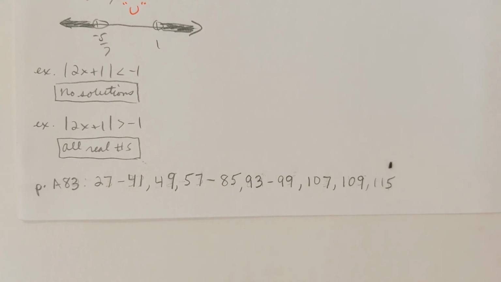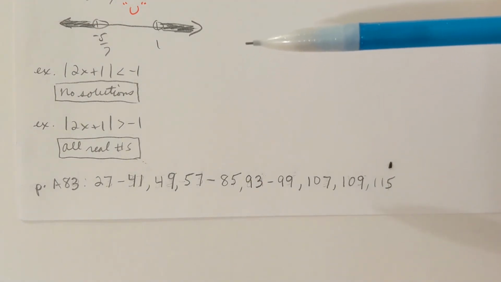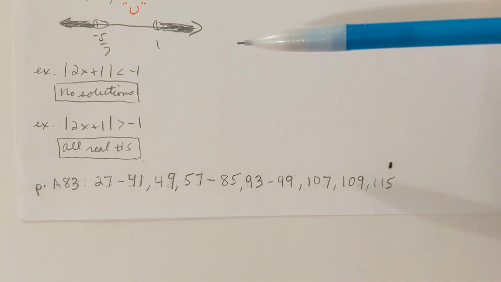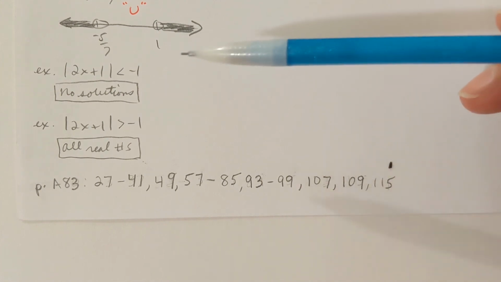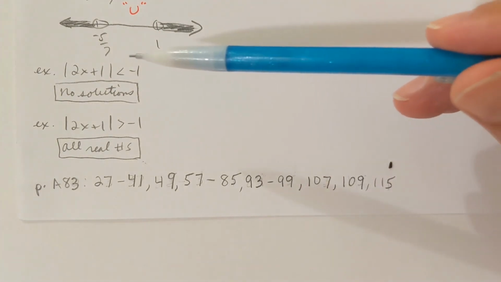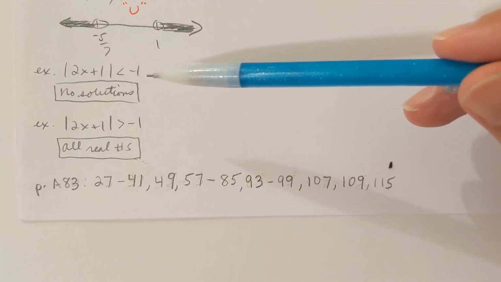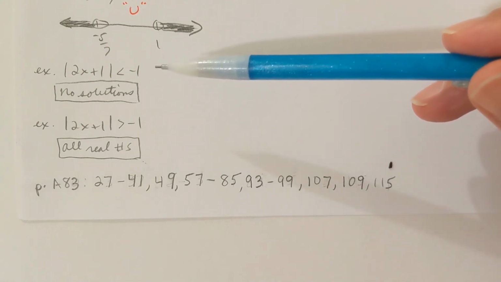The absolute value of 2x plus 1 less than negative 1. Okay, no solutions would be the answer to that one. If I let x be anything, x could be 1 or negative 3 or anything, the absolute value bars mean that I've got an overall non-negative number less than negative 1. There are no non-negative numbers less than negative 1. Okay, so that's why the answer is no solutions.